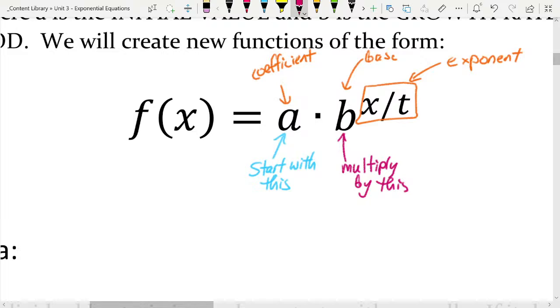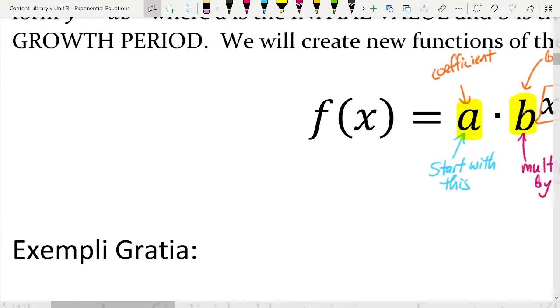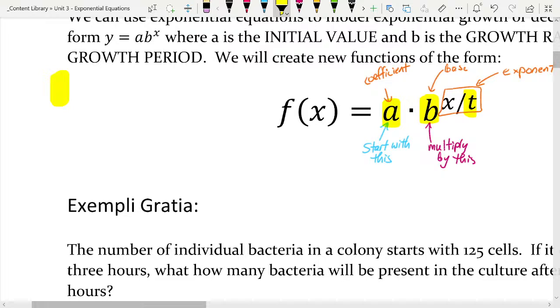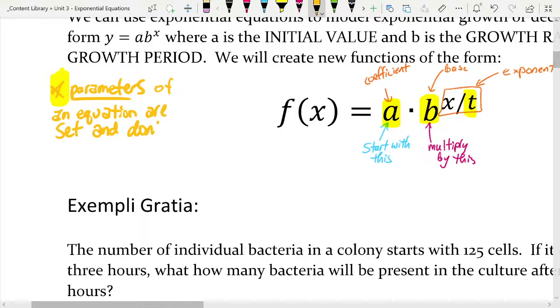These are called parameters. In an exponential equation, these are going to be set values. Does that make sense? A, b, and t are all parameters, not variables. A parameter means that it's going to be set in the equation and not change. The parameters of an equation are set and don't change. They're not variables. The only two variables are the y and the x, so in this case, the f of x and the x.